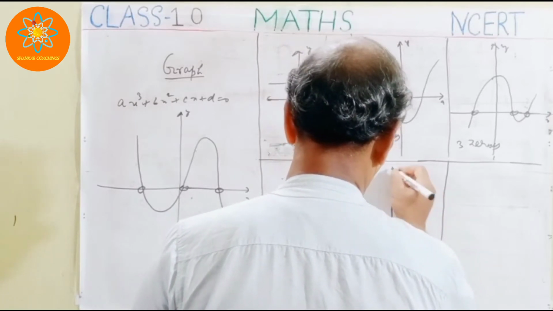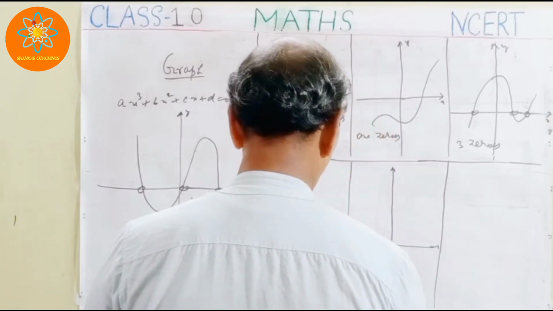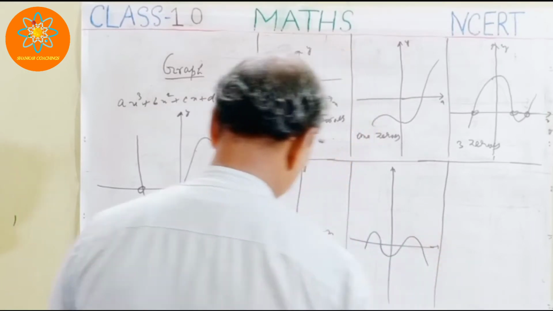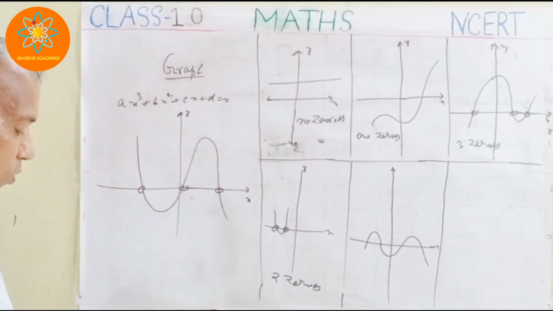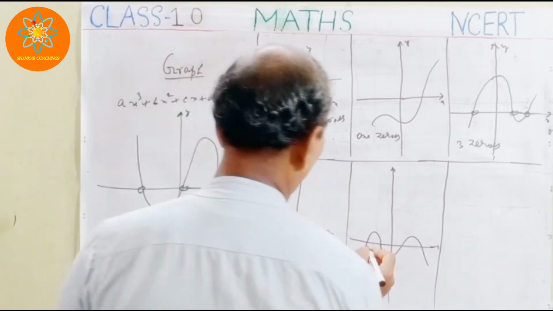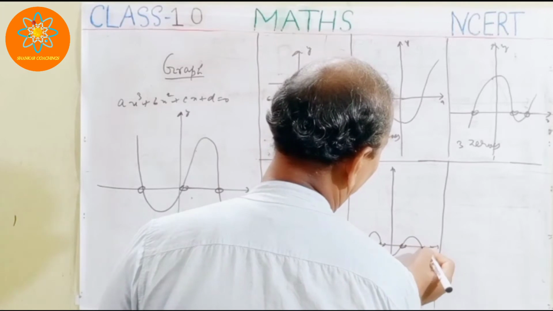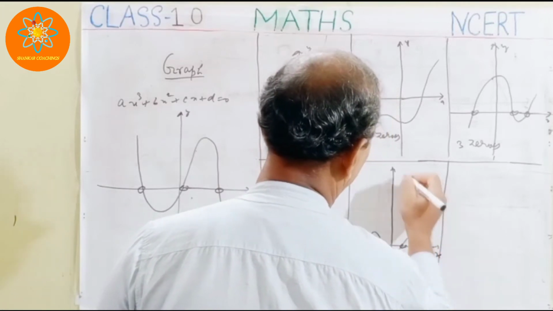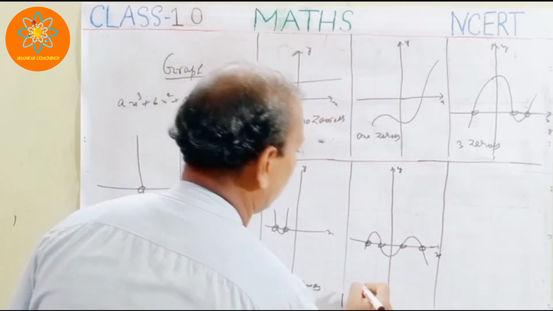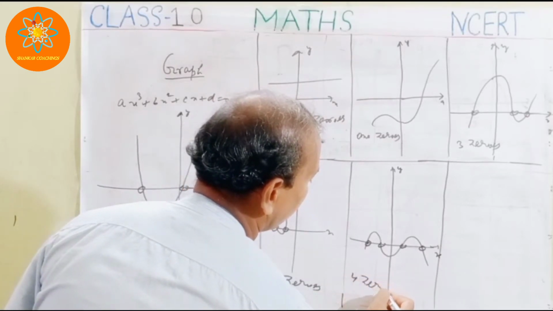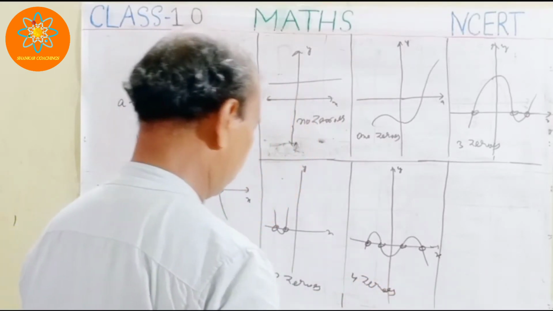The next one will be like this. Now I want to find how many zeros in this case. The graph cuts the x-axis at 1, 2, 3 and 4 points. This is the x-axis, this is the y-axis. So how many zeros will be there? 4 zeros will be there.